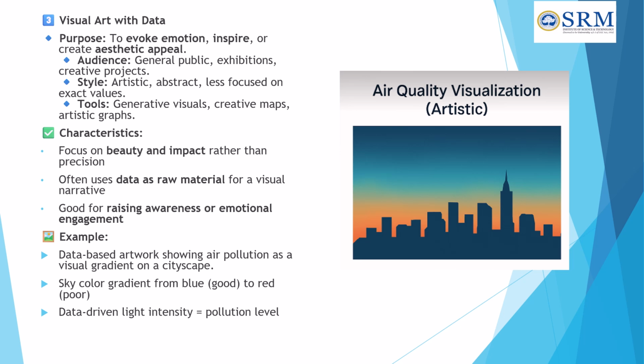Visual art with data. Visual art with data uses data to create art that inspires emotions or highlights important issues rather than focusing on exact numbers. It is aimed at the general public and shown in exhibitions or creative projects. This style is more abstract and artistic, often turning data into beautiful visuals like creative maps or artistic graphs. For example, an artwork that shows air pollution as a color gradient over a cityscape helps people feel the impact of pollution in a powerful and visual way.